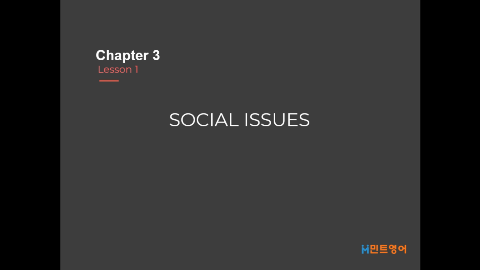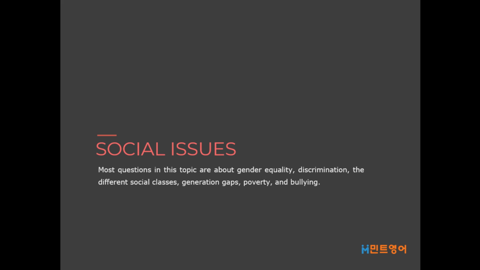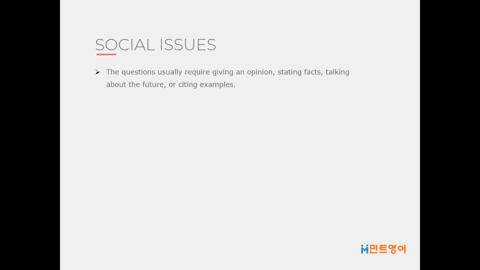The first lesson in this chapter is about the social issues that we experience all around us. Most questions regarding this topic are about gender equality, discrimination, different social classes, generation gaps, poverty, and bullying. The questions usually require you to give your opinion or to state the fact, talk about the future, or cite some examples. Questions about social issues range from average to difficult.